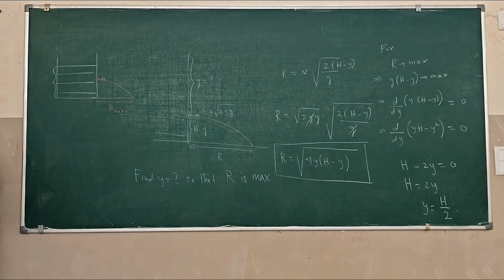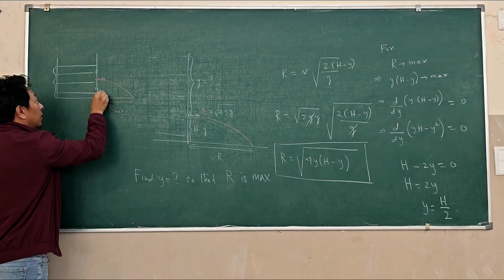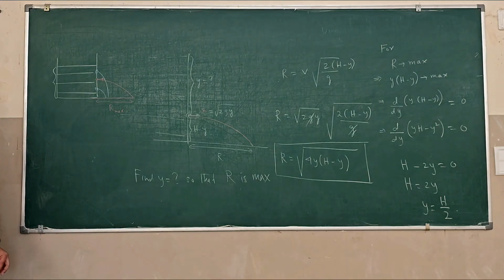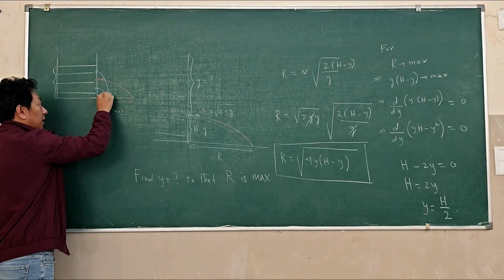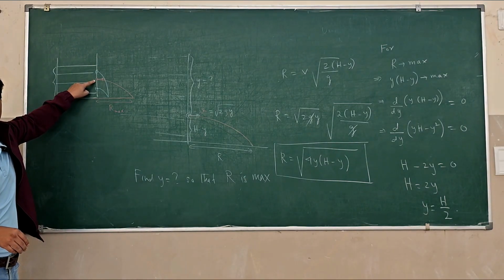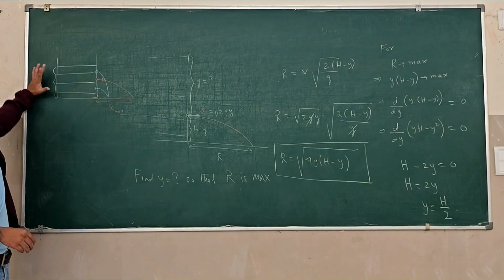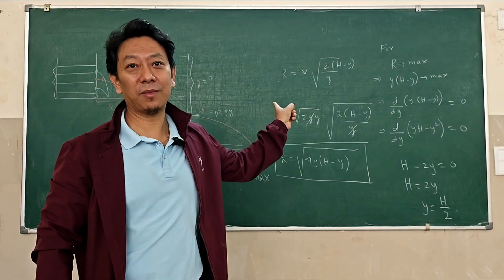What if you make hole here? Here or here? You will see it will go like this. If you make it exactly same distance, it will be exactly same here. So maximum will be when you make the hole where? Middle of this height. At least do this experimentally at home.